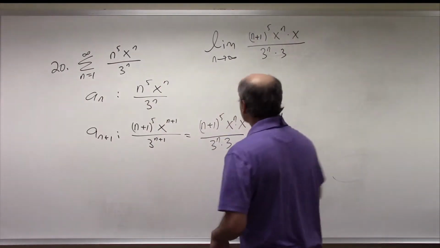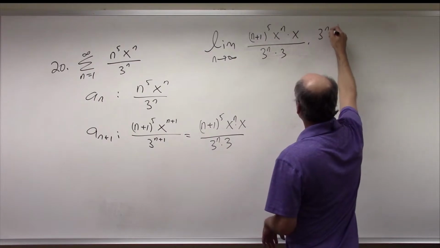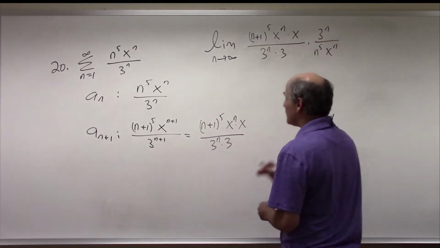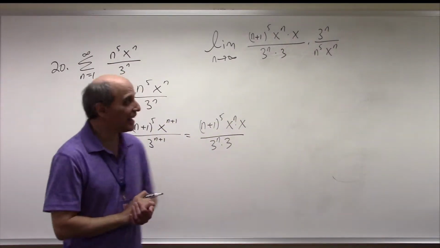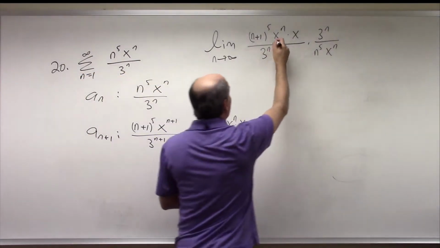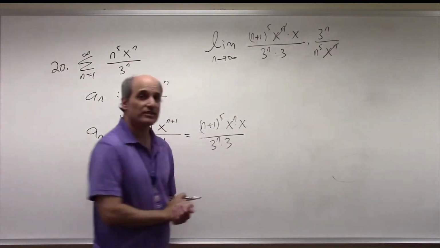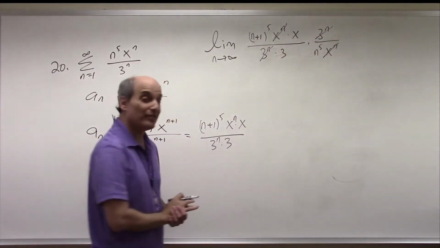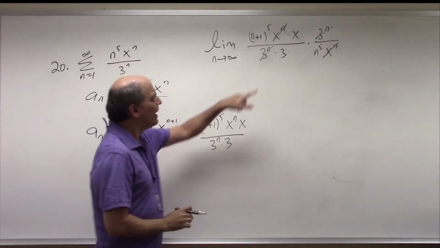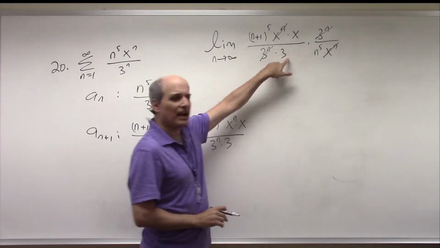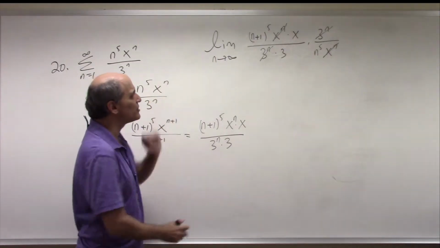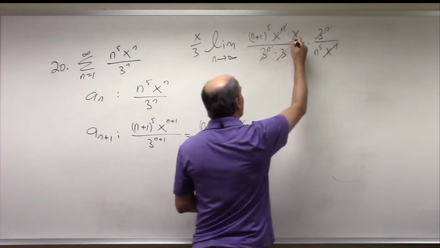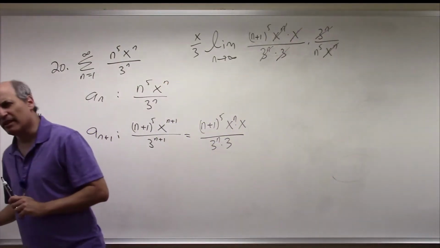So I'll flip and multiply. That puts the 3 to the n in the top, and the n to the fifth, and x to the n in the bottom. All right, so let's see what cancels. x to the n and x to the n cancel. That's good. 3 to the n and 3 to the n cancel. That's good. x over 3 is a constant as far as n is concerned. So let's pull x over 3 out here. And let's see what we have left now.